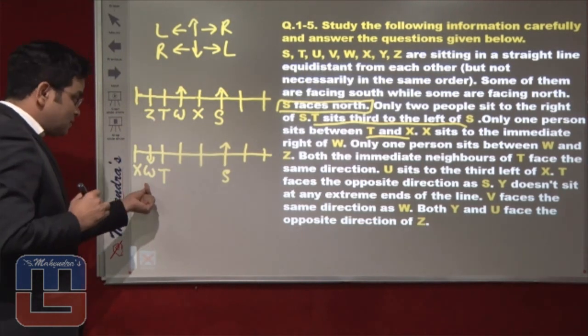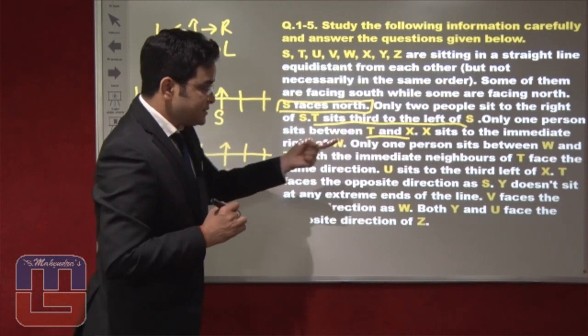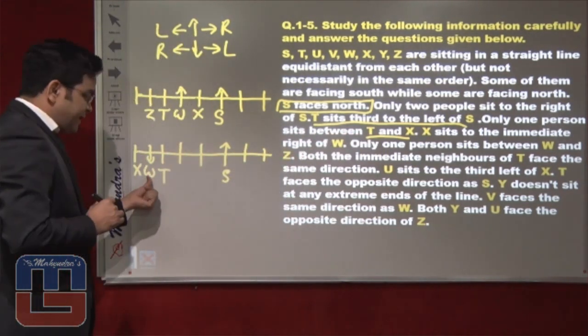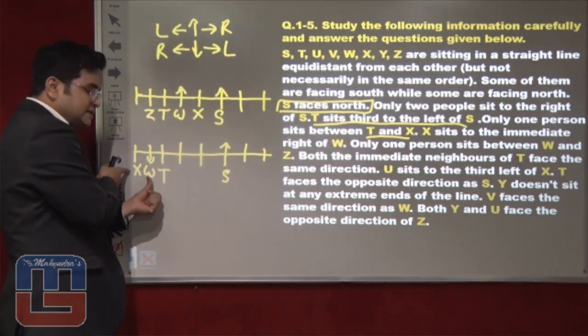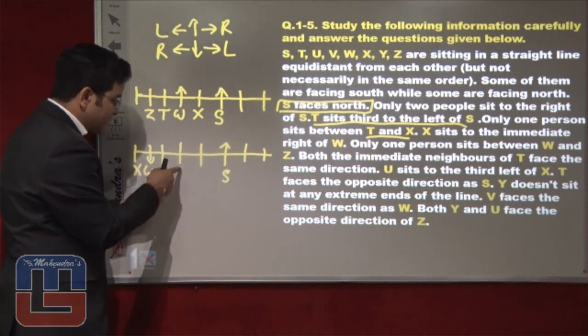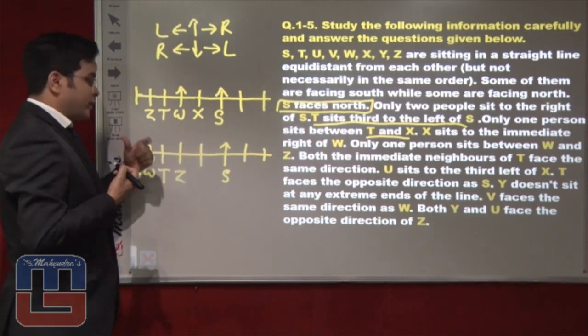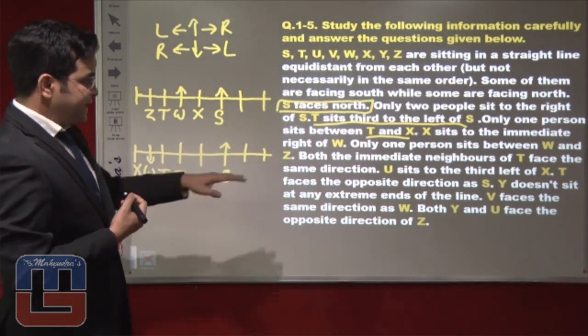But in this case, what is it saying? Only one person sits between W and Z. So W is already here. Z you cannot put on this side because there is not any person. So on this side you have to put one gap. Here will be Z. Right? So read out the next slide.